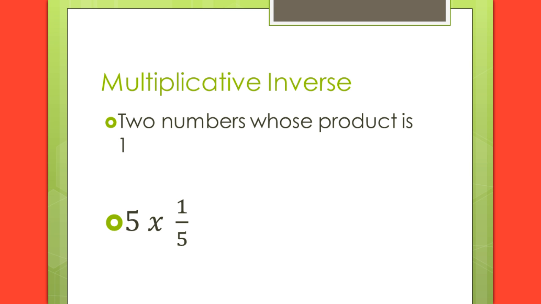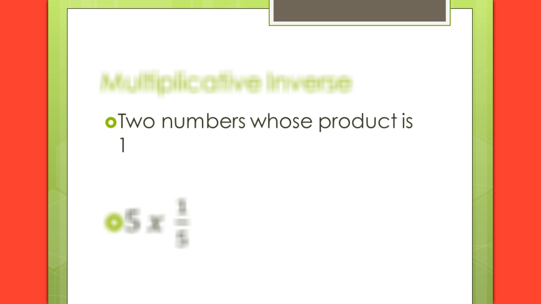Today we're going to proceed with talking about something called a multiplicative inverse. A multiplicative inverse is any two numbers that you multiply whose product is 1. That's the important thing to remember: after your multiplication is done, your answer is equal to 1. And when that happens, you have two numbers that are multiplicative inverses.